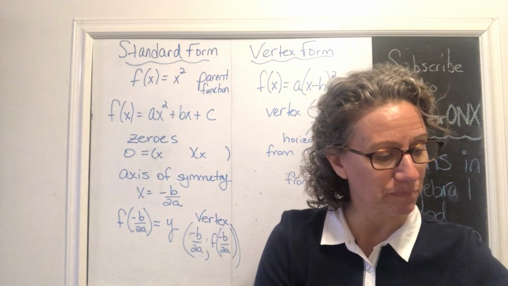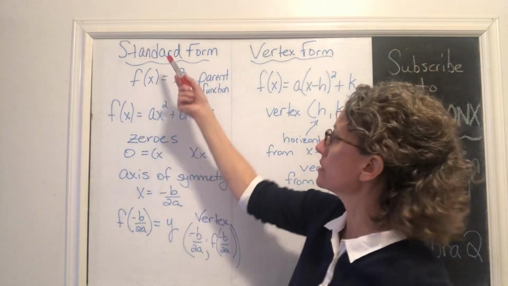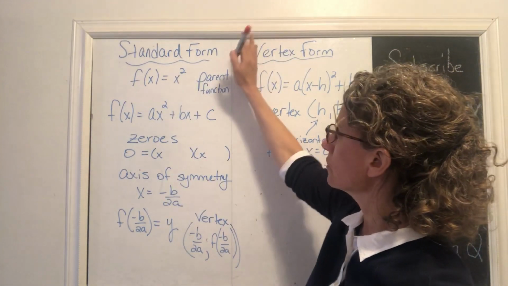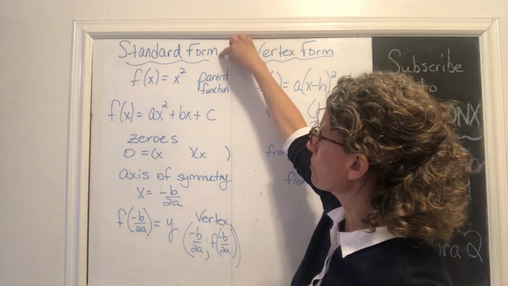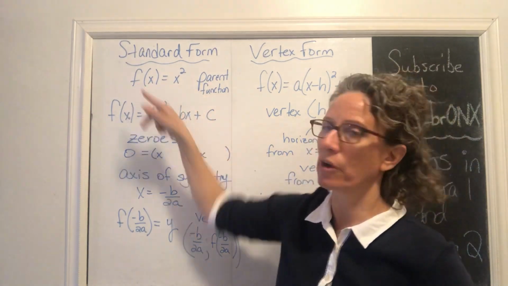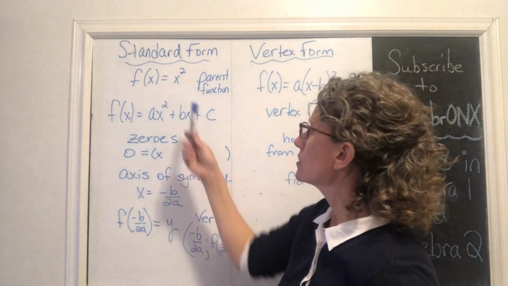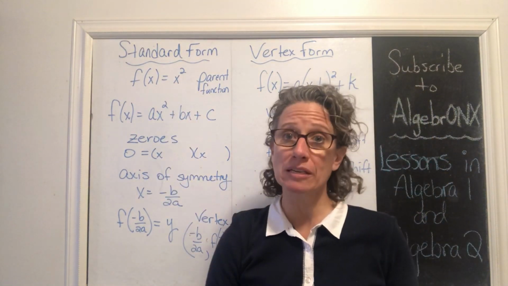So let's begin. A quadratic function takes two forms: the standard form and the vertex form. Let's concentrate on this side of the board. Standard form of a parabola has a parent function, y equals x squared. Remember, f of x just means y. So x squared is the parent function that every parabola is based off.